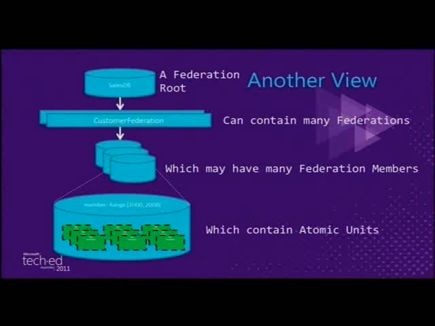Now, the federation is really just an object in the federation root database, but it references federation members. Federation members are real SQL Azure databases. So each federation can have many federation members, which are databases. Inside each of those federation members, you can have one or more atomic units. An atomic unit is basically a collection of rows in federated tables.